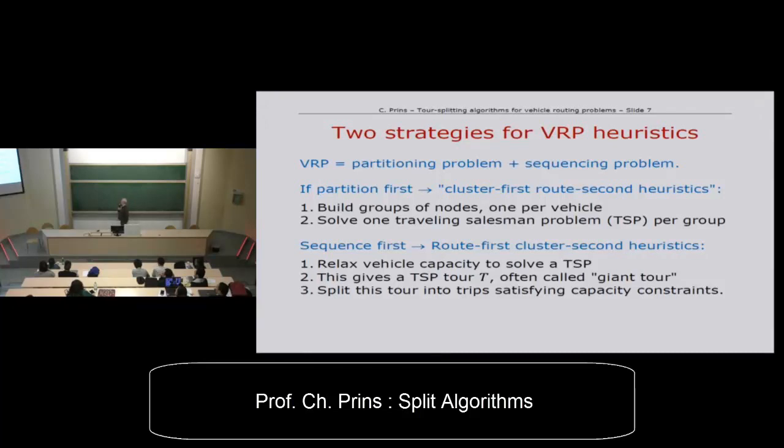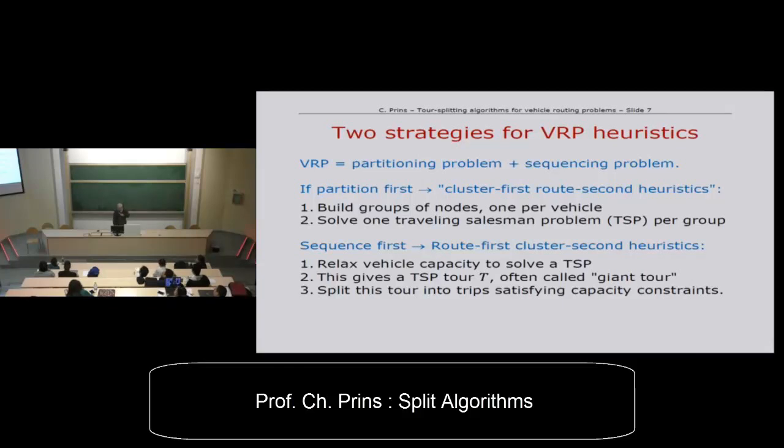And there is a second family, less known, where you sequence first. So they are called route first, cluster second heuristics. In a first step, you relax vehicle capacity to solve a TSP, a traveling salesman problem. So you get a TSP tour, which covers all customers, so it's often called a giant tour, and then you cut it, you split it to satisfy capacity constraints.